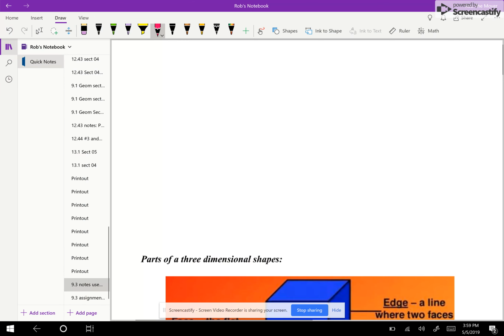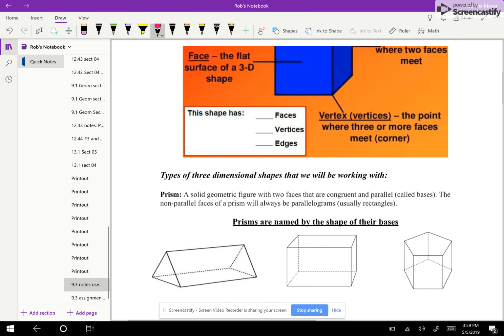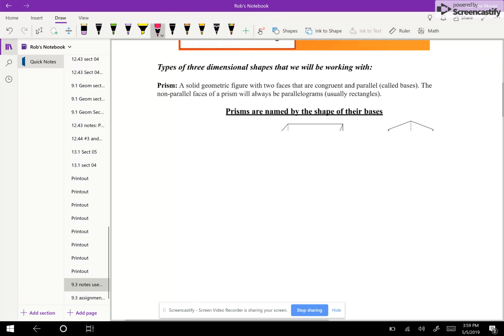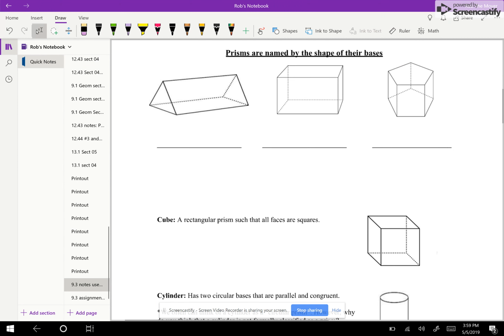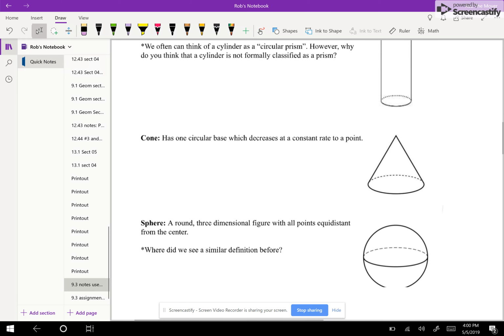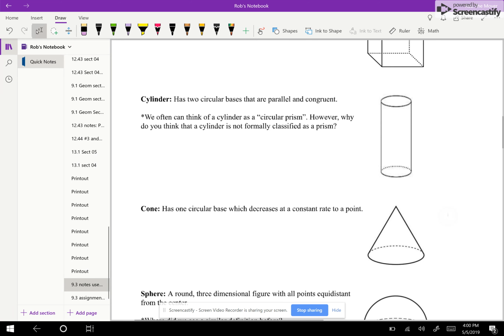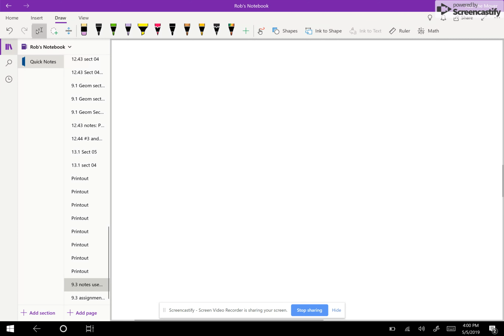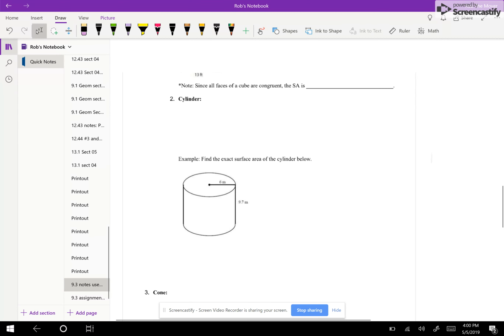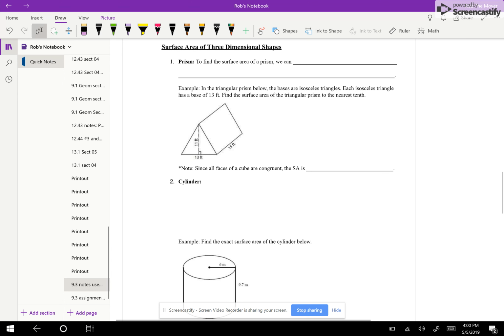Okay, we are on section 9.3, surface area of three-dimensional shapes. I wanted to just go through some of these again. I was rushing through to get through the formulas and things like that, and I wanted to take a little bit more time on the video to show where these formulas come from and how you might remember them, because that's going to be part of the hard part, right?